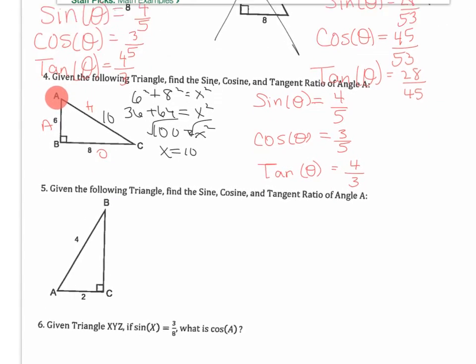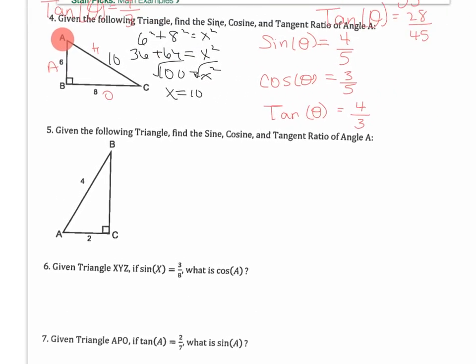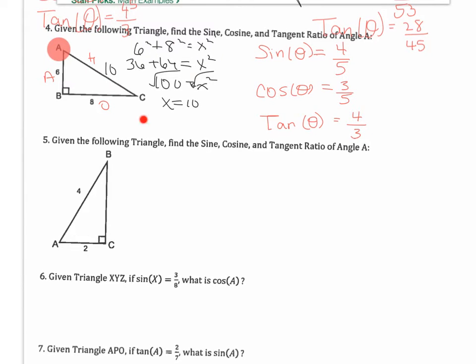So now go ahead and pause this video and try number 5 on your own. Keep in mind that when you take the square root to find that third side, if this is not a perfect square, you have to leave it in simplest radical form. Okay? So go ahead, pause the video, try number 5 on your own, and then unpause the video, and you can check your answer. So here's angle A.